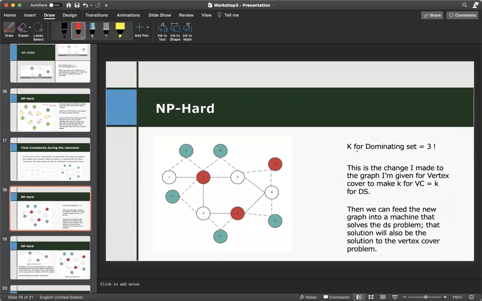Back to the graph. We have k for the dominating set equal to 3. We got this one and this one and this one right here. This is the change I made to the graph I was given for the vertex cover problem, and I make the k for the vertex cover equal to the k for the dominating set. What does that mean? That means we can now feed the new graph into a machine that solves the dominating set problem, and that solution will also solve the vertex cover problem.